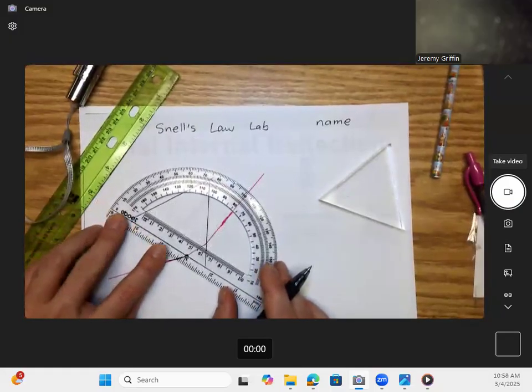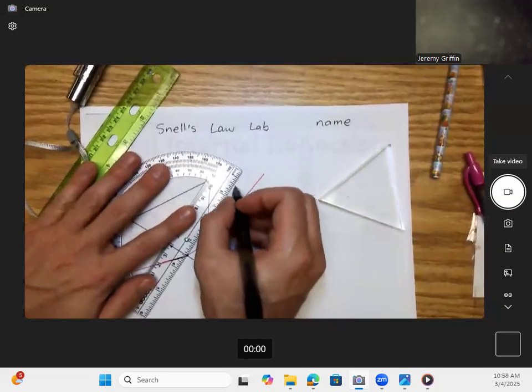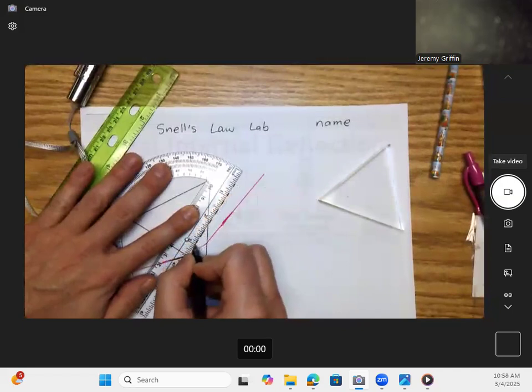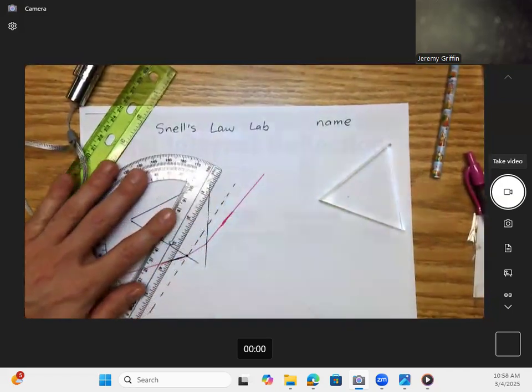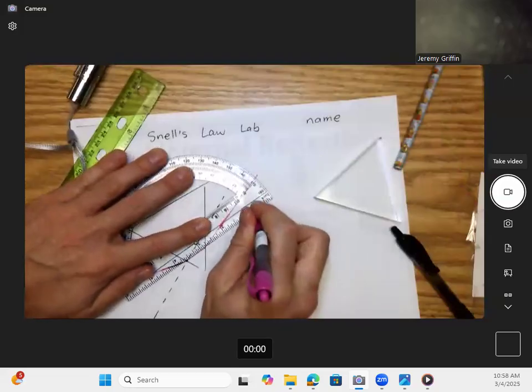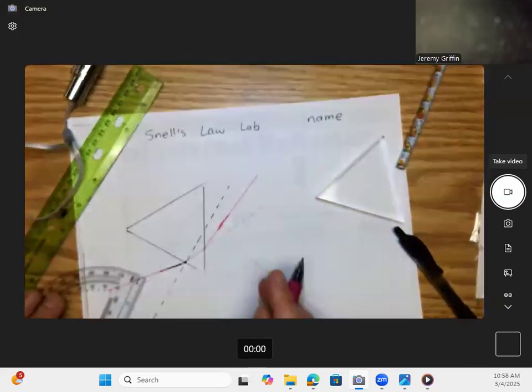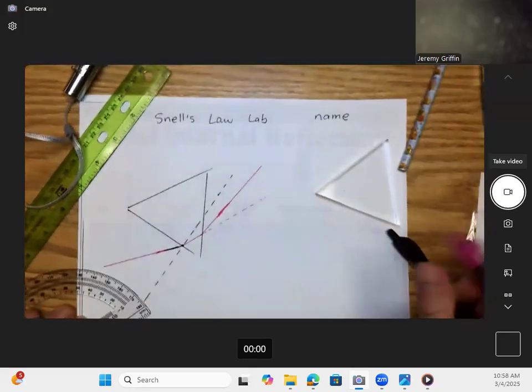Zero out that side, go to 90 degrees, bam, and then draw a normal line there. Okay, so here's my normal line. Then here I'm going to extend this laser light, extrapolate it, saying it was headed this way while it was inside the glass anyway. So now I've got a couple of angles.